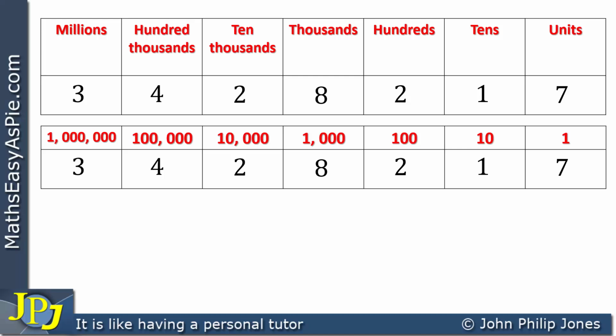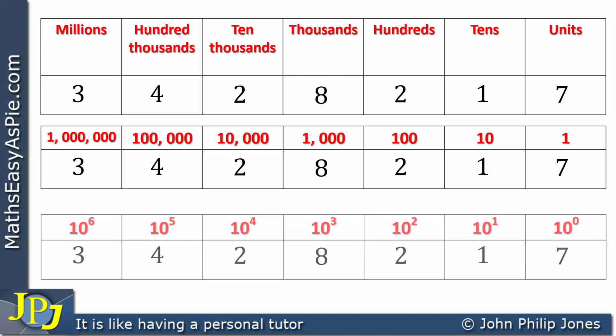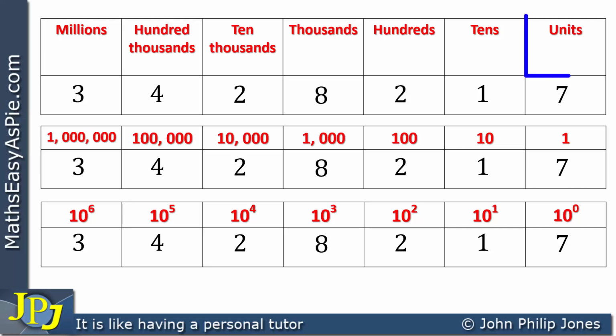An alternative way of writing the table out is shown here, where the units can be written as 1, as we've already seen, but it can also be written as 10 to the 0, because 10 raised to the power of 0 is 1. In fact, anything raised to the power of 0 is 1. If we look at the tens column, we can write it as 10, and that's 10 to the 1. If I look at the thousands column, I can write that as 1,000, but that's 10 to the 3, which is 10 times 10 times 10, which gives you 1,000.